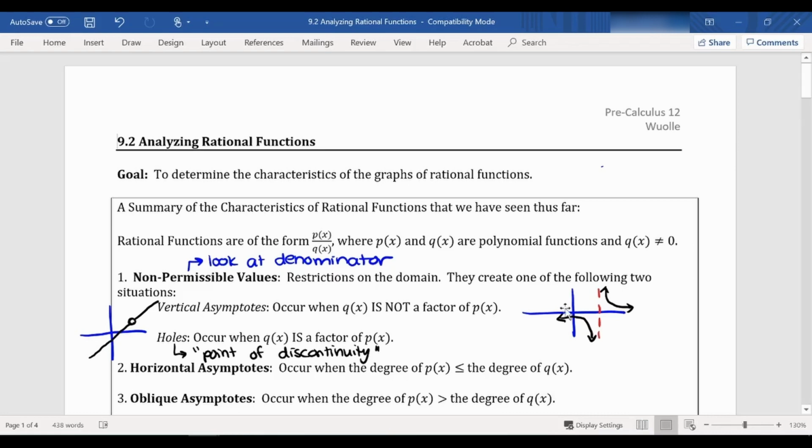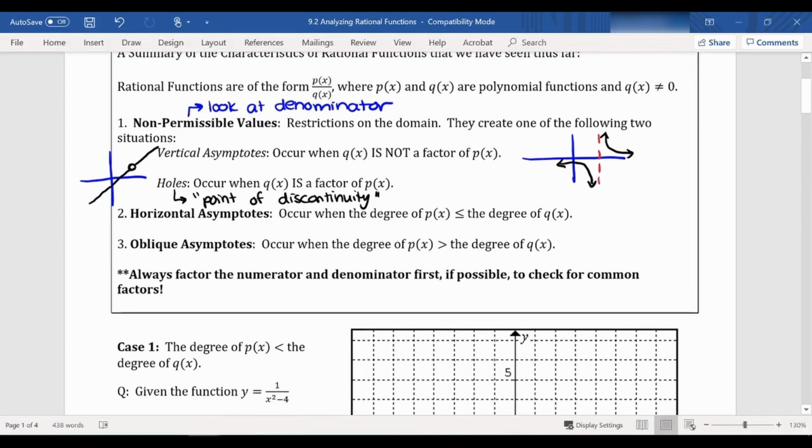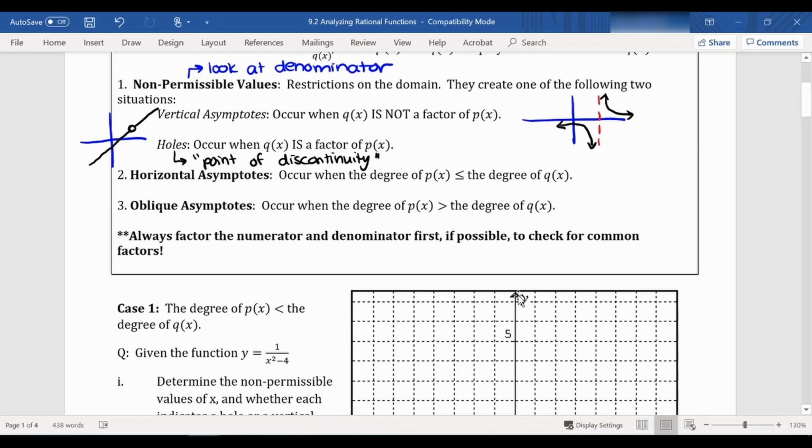Horizontal asymptotes. Last year, you only had a horizontal asymptote ever on the x-axis. This is because all of your functions looked like case 1 below. You had 1 over something for every function you dealt with. A horizontal asymptote will happen when the degree of p of x, or the degree of the numerator, is less than or equal to the degree of q of x, or the degree of your denominator.